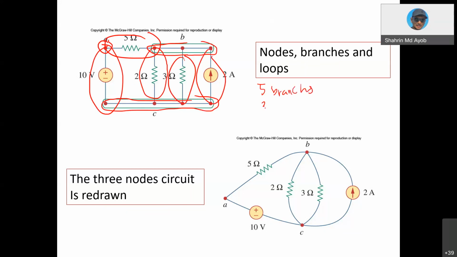Okay, and 3 nodes. And about the loops, how many loops do we actually have? This one is actually 1, 2, 3. Okay, we have 3. So for this circuit we have 3 loops. Okay, very simple and straightforward.